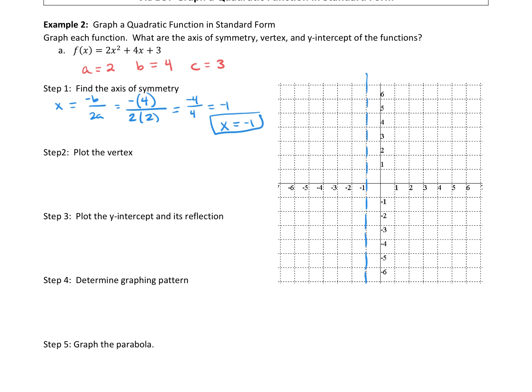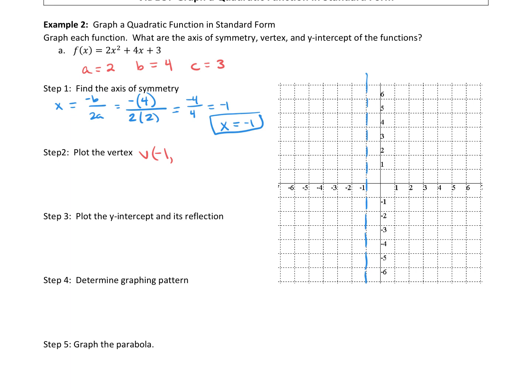All right, next we're going to find the vertex. What we know about the vertex is that the x-coordinate of the vertex uses the negative b over 2a. Well, we just did the work of negative b over 2a, and we got a negative 1. So when you find the axis of symmetry, you also have the x value of your vertex. So keep in mind that axis of symmetry and the x-coordinate of your vertex will always be the same number.